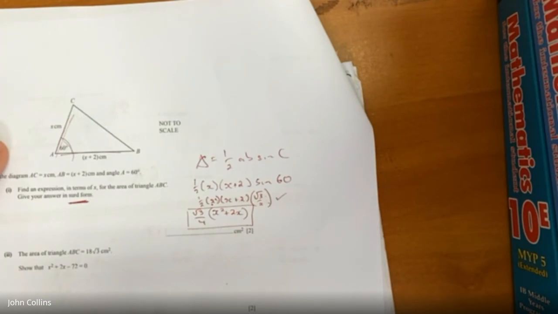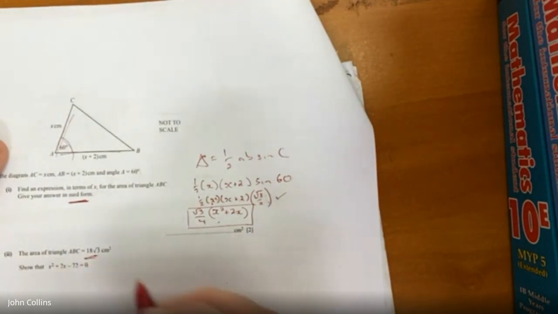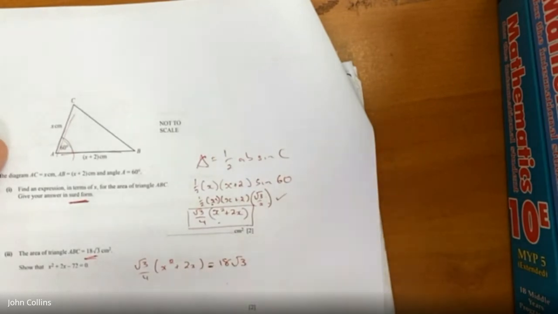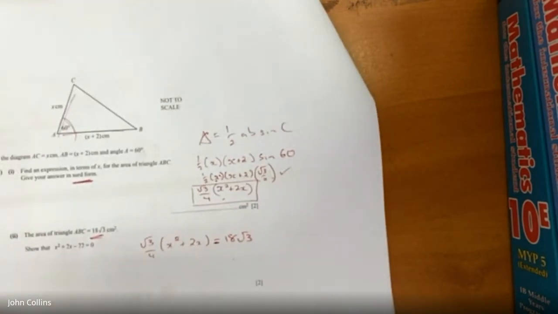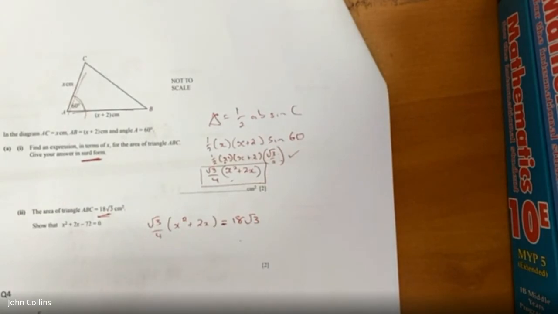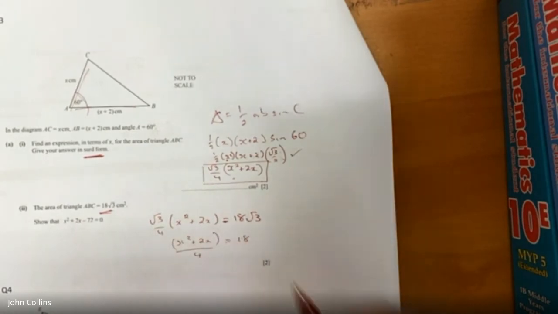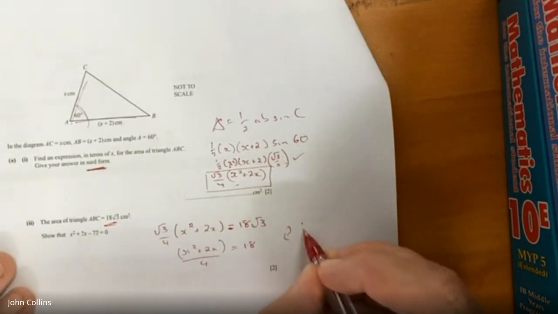All right, so now they say the area of the triangle is, show that. Okay, so this is this. So root 3 over 4, x squared plus 2x is 18 root 3. Show that. So you've got to manipulate this, show your algebra skills, and manipulate this down to what's written on the left. Now, both sides are multiplied by root 3, so I can divide both sides by root 3, and I end up with just x squared plus 2x, still divided by 4, but the root 3 is gone. It's equal to 18. I've divided both sides by root 3.